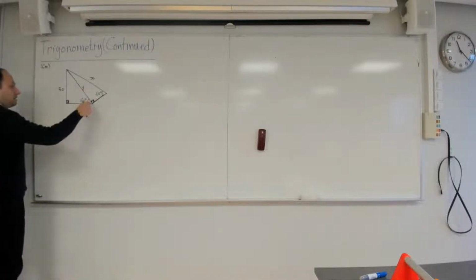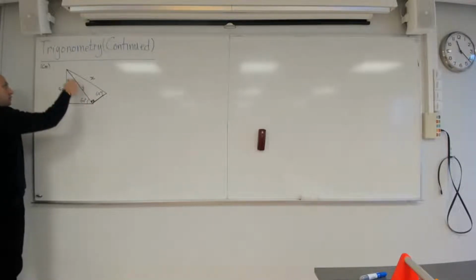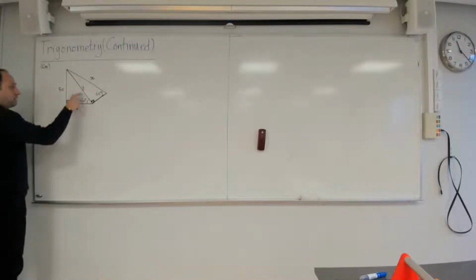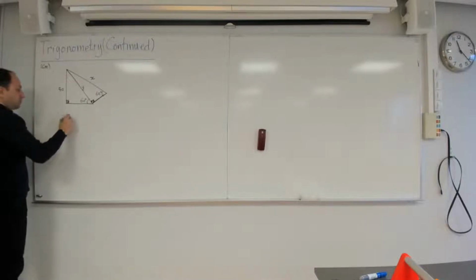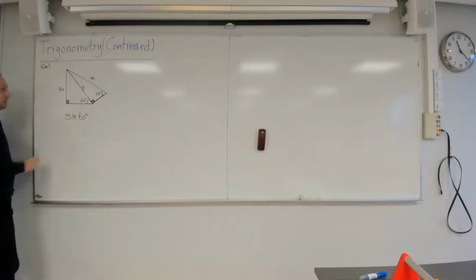Now I switch my focus to consider this triangle. This 50 is the opposite side, and this one is the hypotenuse. So it becomes clear that maybe I should use the sine of 60 degrees in this triangle.